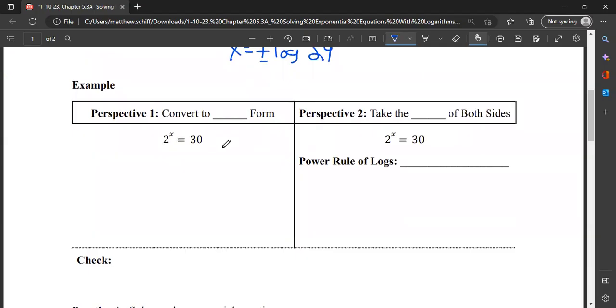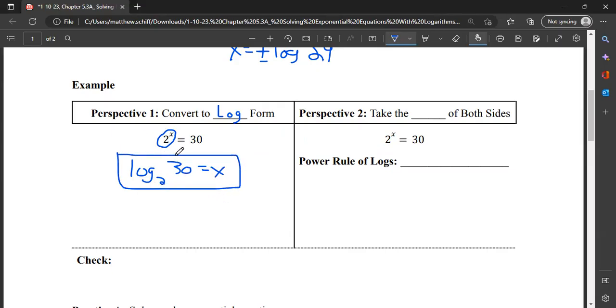So let's see another example. So when solving exponential equations with logarithms, there are really not two methods, but two perspectives that ultimately give the same solution. So perspective 1 is what we did in the warm-up. We converted to log form. So as long as my exponential term has been isolated, I can convert to log form, right? I got base 2, so I have log base 2 of 30 equals x. And that's it. That's my solution.